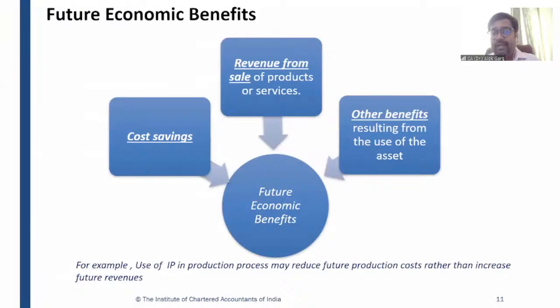Future economic benefit, I told you, could be a capability of earning revenue, capability of reducing cost, or other benefit resulting from the use of the asset. This is the meaning of future economic benefit. For example, using intellectual property will help in the reduction of costs in the production processes, right?